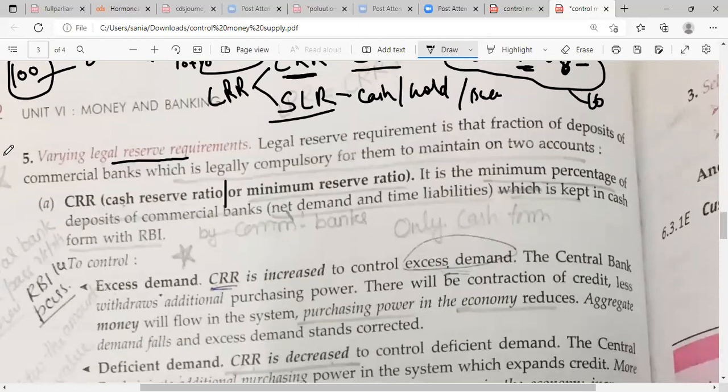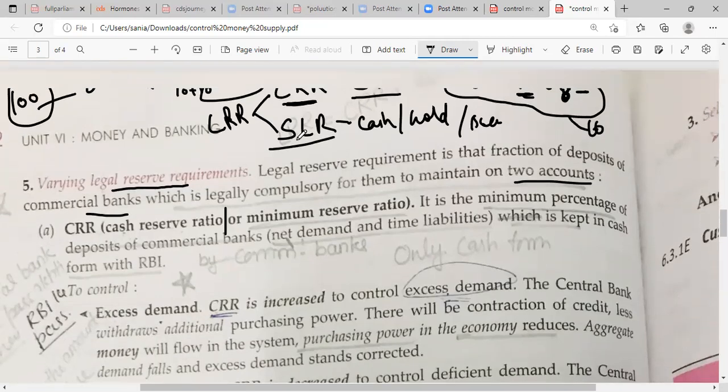Yes, ma'am. Okay. So the fifth one is legal reserve requirement. Legal reserve requirement is the fraction of the deposit of the commercial bank which is legally compulsory for them to maintain in two accounts. So it can be of two types. So if you want to write this, legal reserve requirement is that fraction of deposit of commercial bank which is legally compulsory for them to maintain in two accounts.